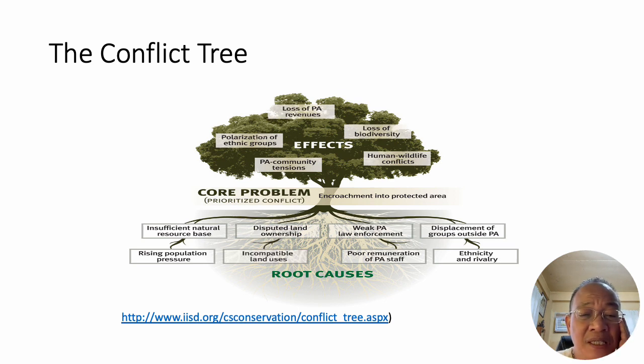So, here is an example of a conflict tree. Halimbawa, the core problem. Ang pinoproblema nila ay halimbawa, ito pinoproblema nila yung encroachment into protected area. Parang pag-aaway ito sa mga lupa. Yan. Ano ang causes ng pag-aaway?